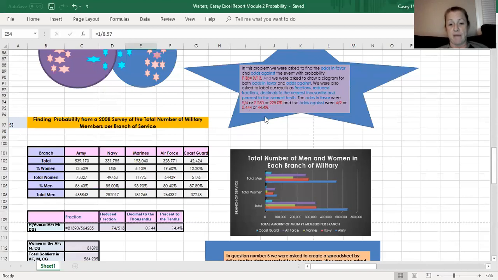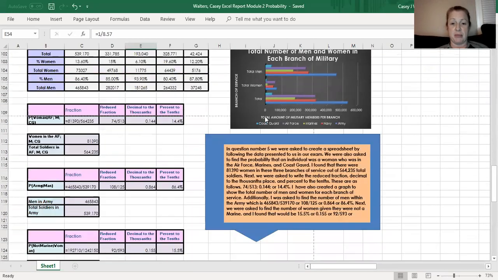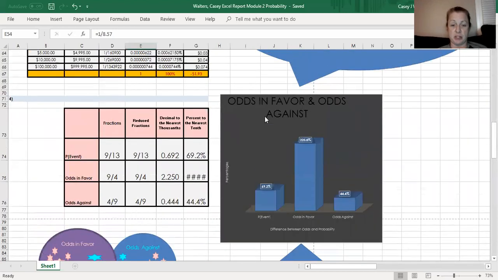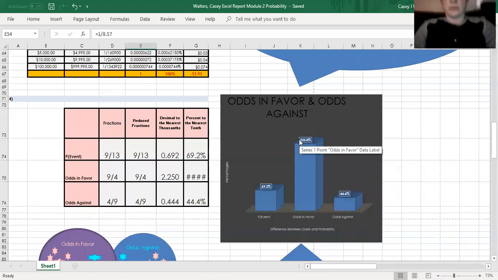And I found all of this by plugging in the information provided into a table. And then I put the formulas in here, and then Excel's handy tools actually got me each fraction, reduced fraction, decimal to the nearest thousandth, and percent to the nearest tenth. Using a calculator, this would have taken a long time, but I've really gotten used to Excel, and I like it because it really reduces your time spent on these problems.